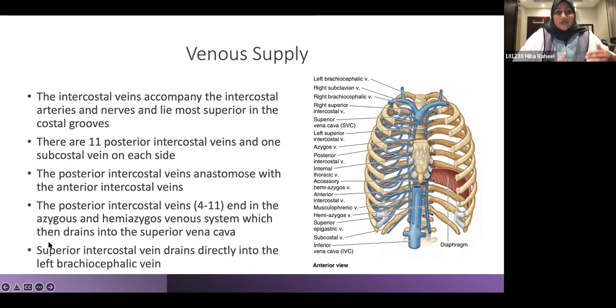Only the left superior intercostal vein drains into the left brachiocephalic vein. Clear? It's the left brachiocephalic vein. There's no right brachiocephalic vein. There's only the left brachiocephalic vein. So it can only be the left superior intercostal vein, 1, 2, 3, 4, that drains into the left brachiocephalic vein. Clear? 4 to 11 posterior intercostal veins drain into the superior vena cava. I hope that's clear.